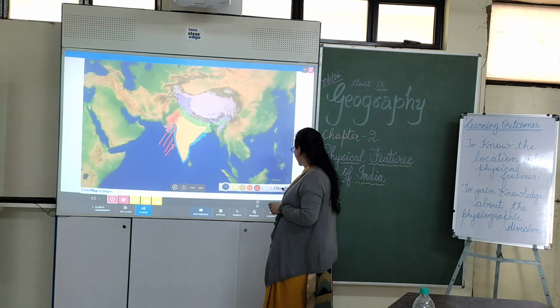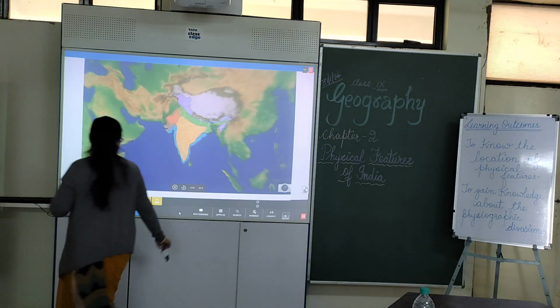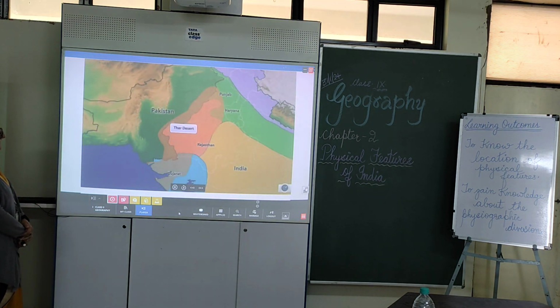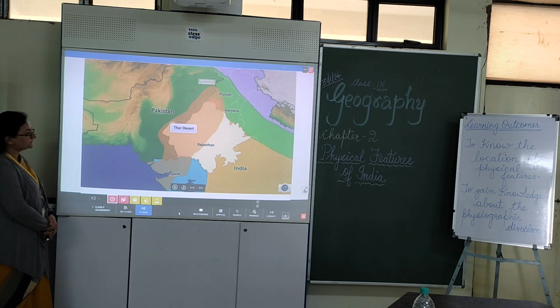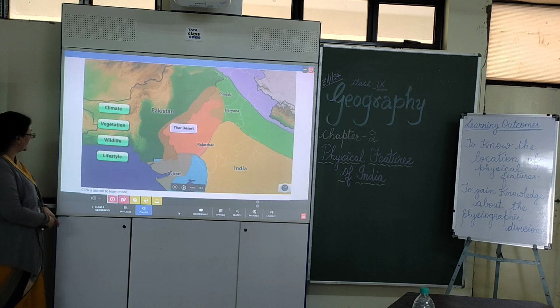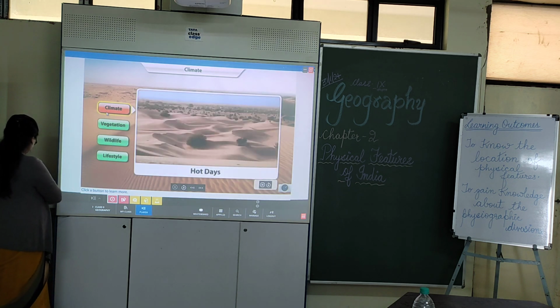Let us learn more about it. The Thar Desert lies in the northwest region of India. It is spread mostly over Rajasthan and some parts of Haryana, Punjab and Gujarat. Click a label to learn more about the Thar Desert. Okay, let us see the climate of the Thar desert. In the Thar Desert, the days are very hot.